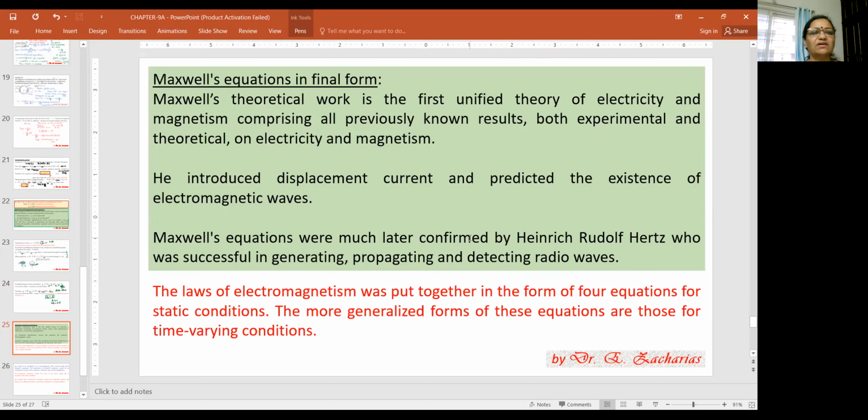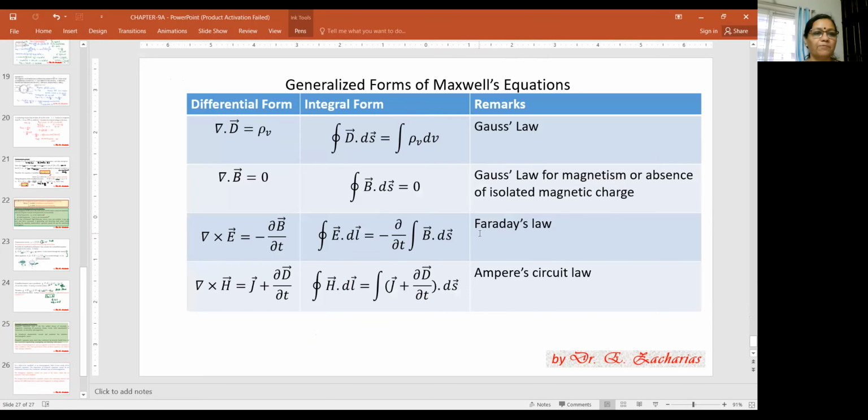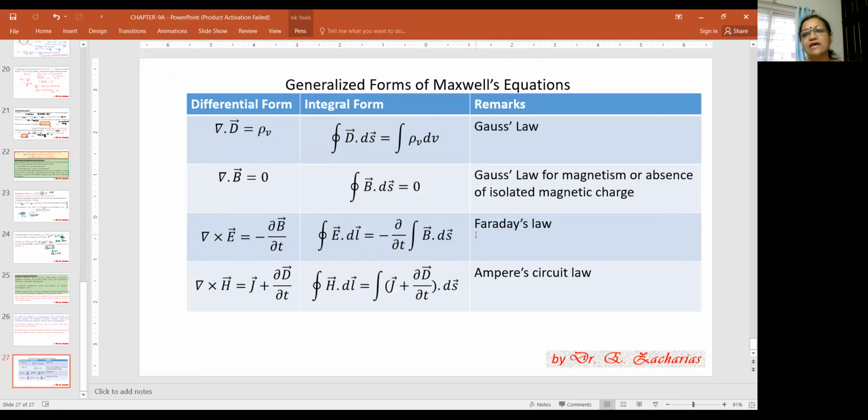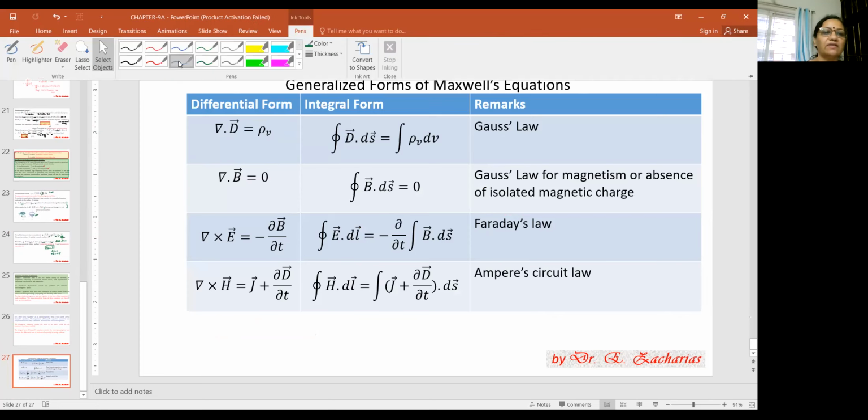Okay, then the next few slides are basically a conclusion of this chapter, of this concept. You can just go through it yourself. Now finally, I've given you the generalized form of Maxwell's equations. You can see that these 4 equations which are written here are the equations for dynamics.